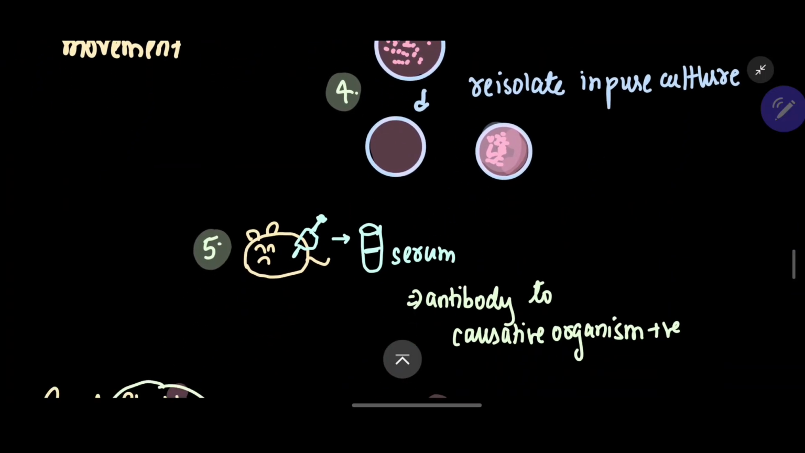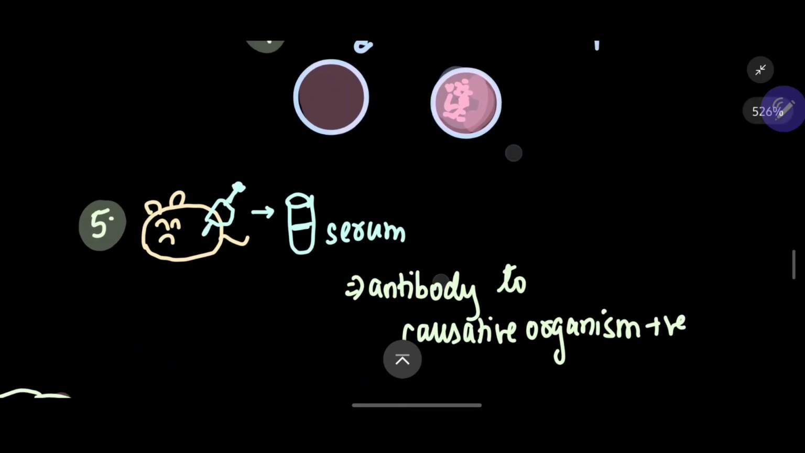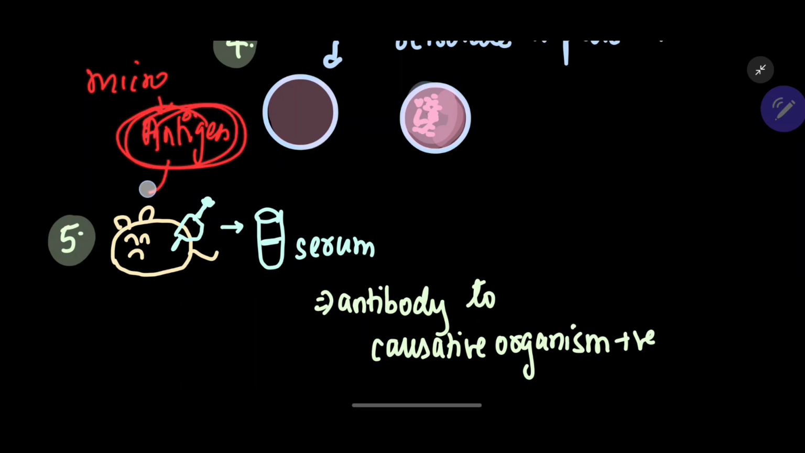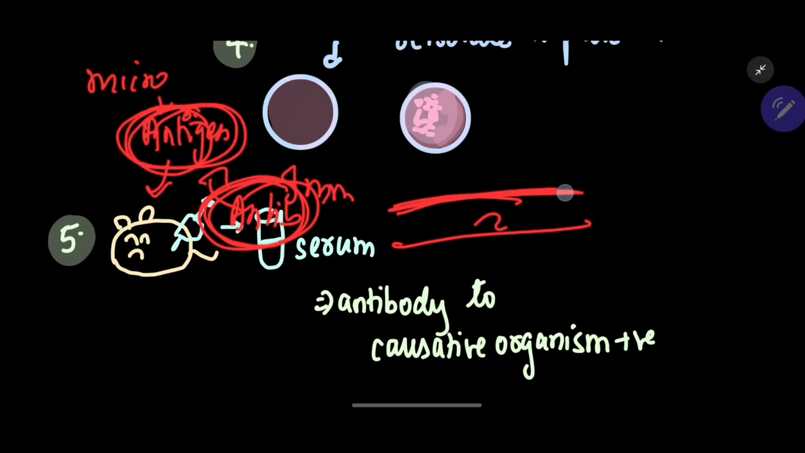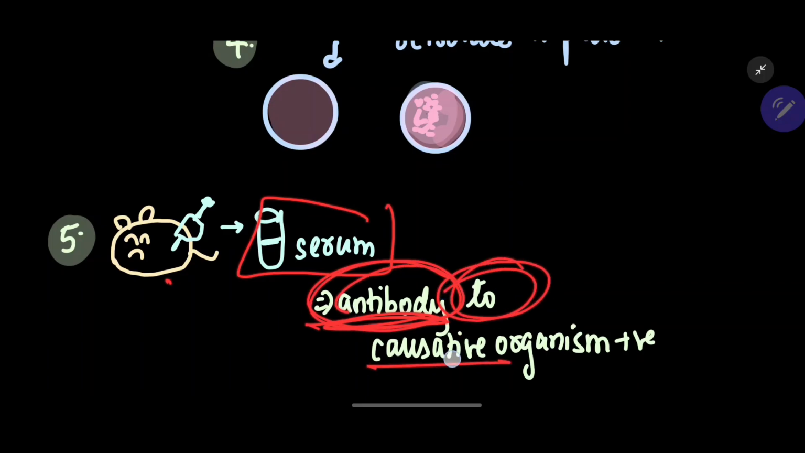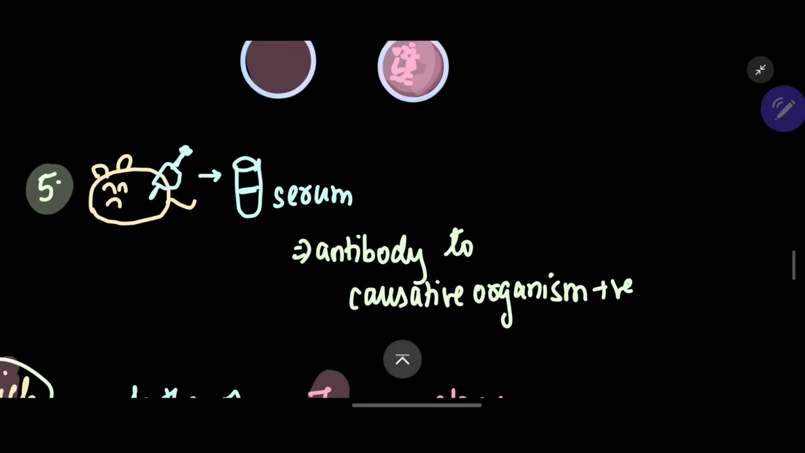Now the fifth one he added was this: let's say this animal has a disease. Obviously it will have the antigens that are causing the disease, right? Microorganisms have antigens. These antigens come into our body and cause disease. Our body's immune system will produce antibodies to fight against these antigens, right? So all of these antibodies will be present in the serum. So when we take the serum of an infected animal, we should be able to see the antibodies to that causative organism. That makes sense, right?